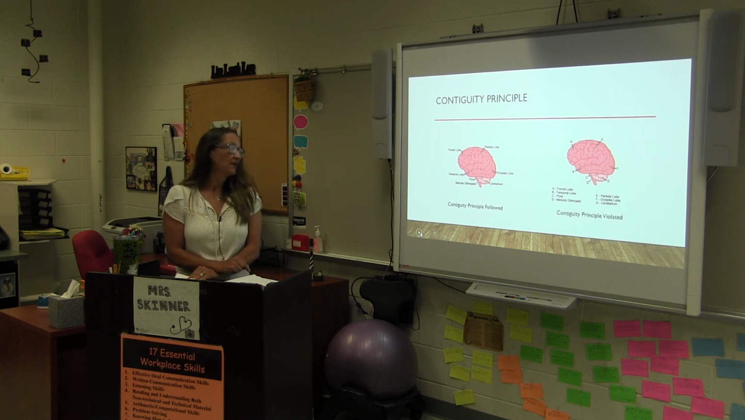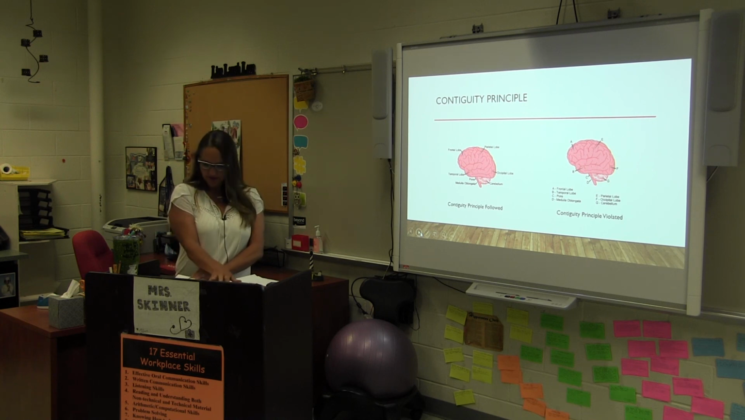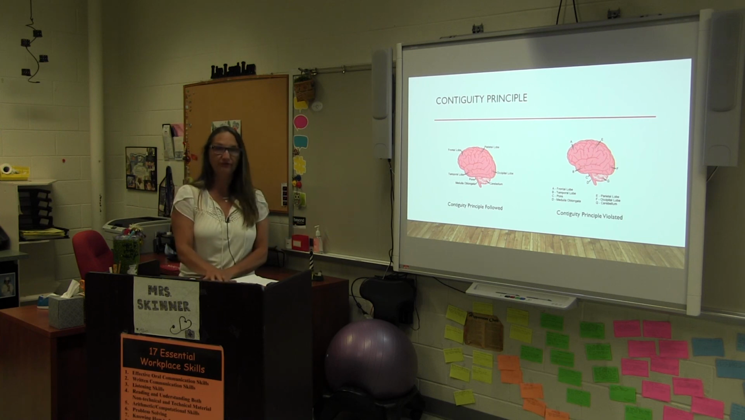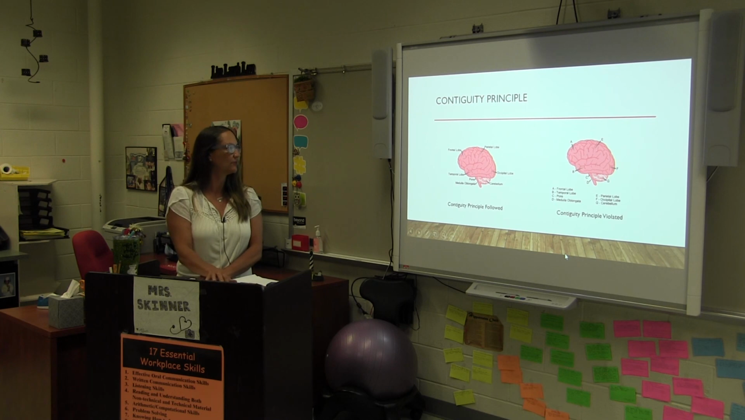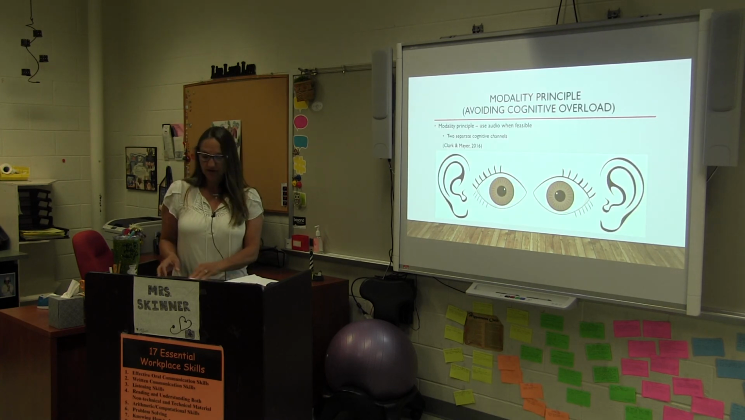An example of a violated contiguity principle where the words are not contiguous is given on the right side, where they have letters to the corresponding lobes and parts, and then the words are separated at the bottom of the page. This is what you want to avoid when teaching students. So you want to follow the example on the left to help them learn the information and retain it into the long-term memory.